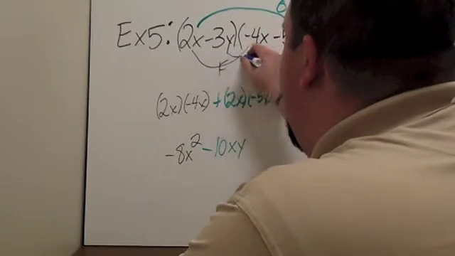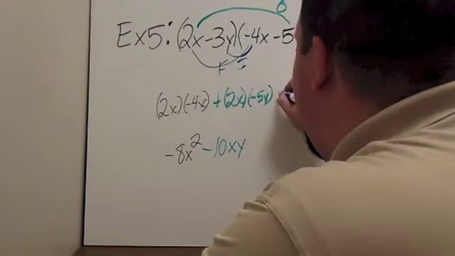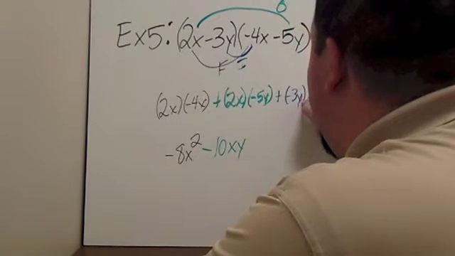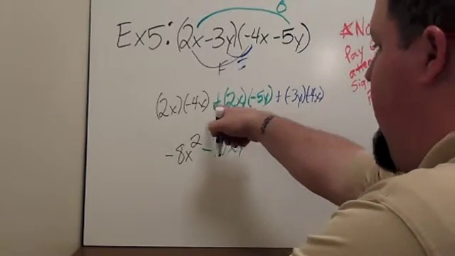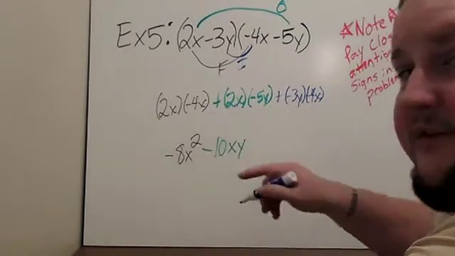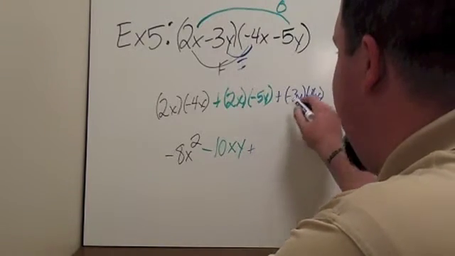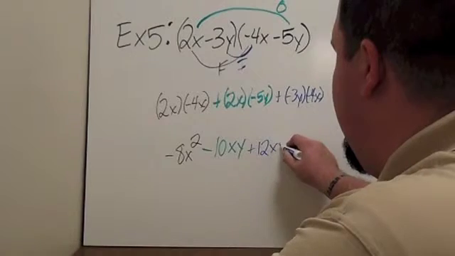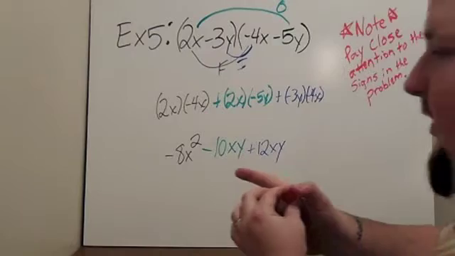So then we have negative 3y times negative 4x for our inner terms. If you'll notice, I still put a plus sign in between each of these. Even though I'm multiplying by negatives, there's still a plus sign between the FOIL. So negative 3 times negative 4 will give me a positive 12. And again, this is going to be an xy. Just because I multiplied y before x doesn't change it to a yx.